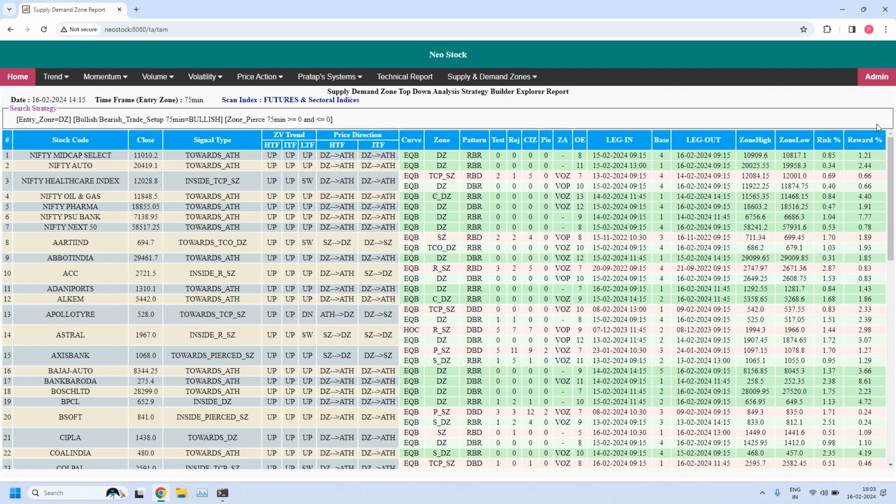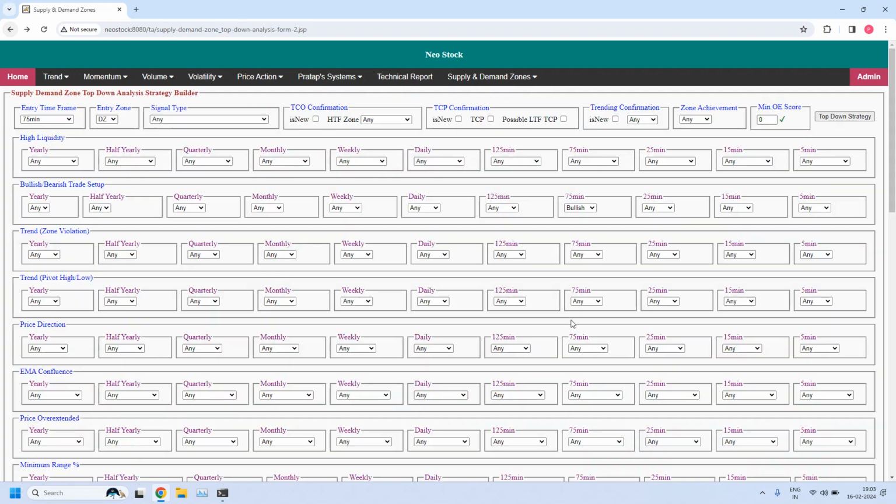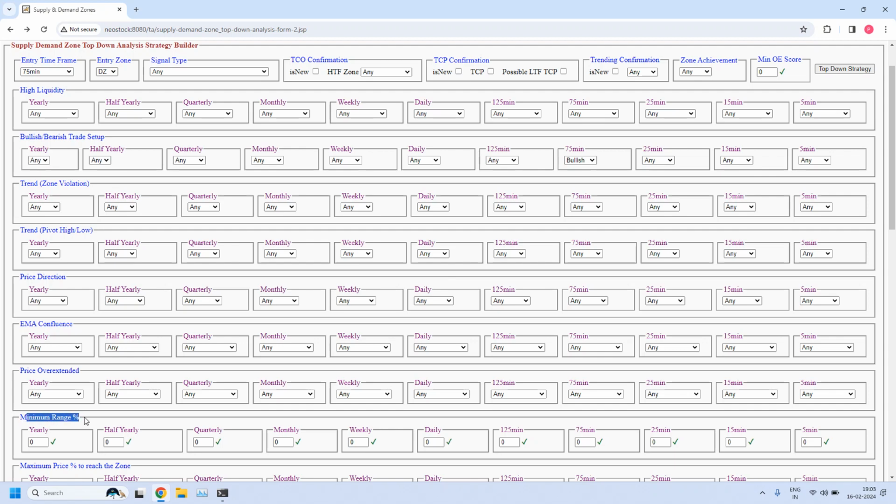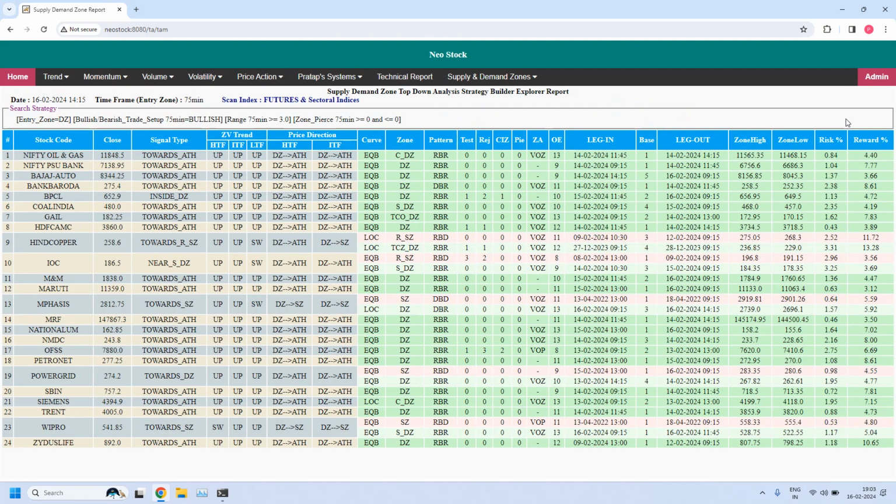Now let us add the filters. The first filter, we will look for the zones that give at least minimum 3% reward, because this is a weekly income trade. From 75 minutes demand zone to 75 minutes supply zone, at least 3% reward should be there. So for that, in D2D range, that is a minimum range, let me set the 75 minutes time frame value as 3. Now let's filter the stocks. See, now the list is reduced to 24 only.